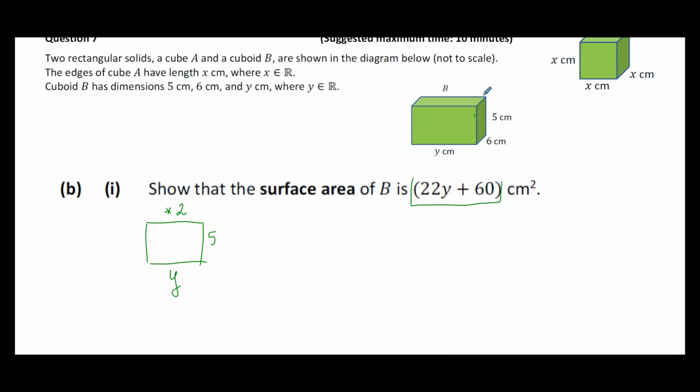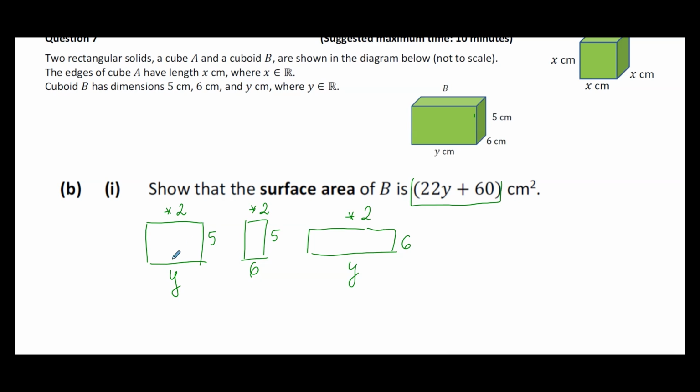Then we have the side here, the smaller rectangle, and the dimension here will be what? 5 and 6. And again, we're going to have two of them. And then the last one is the one on the top. So again, a different shape of a rectangle. And this dimension here, that's my y. And then this dimension here, as we can see, that's 6. And again, there will be two of them. So all of those faces added together will create the full area of B.